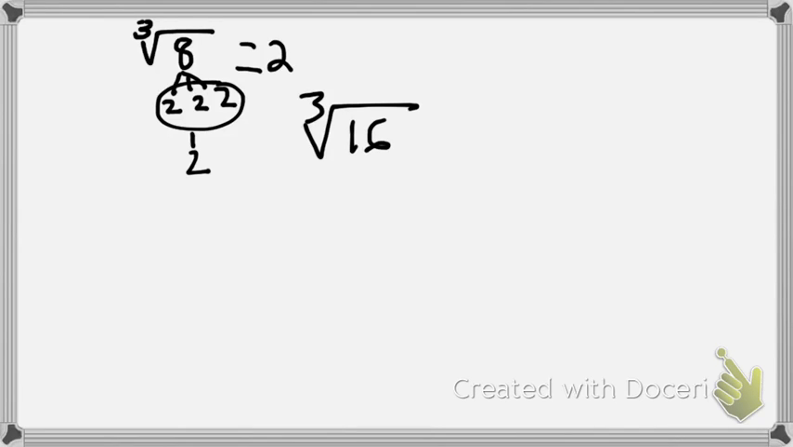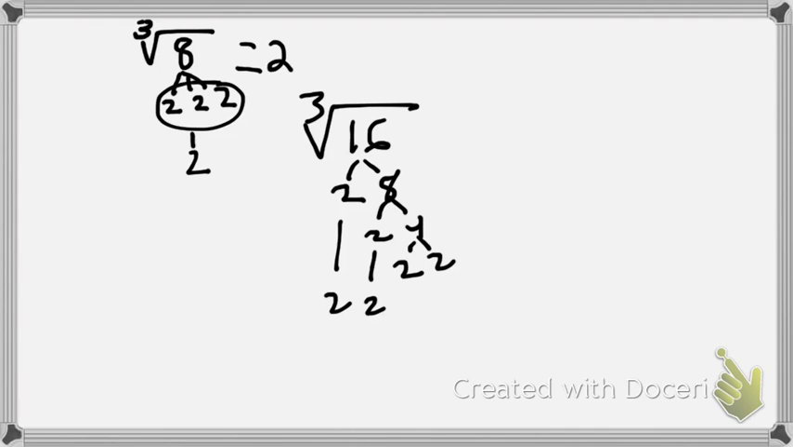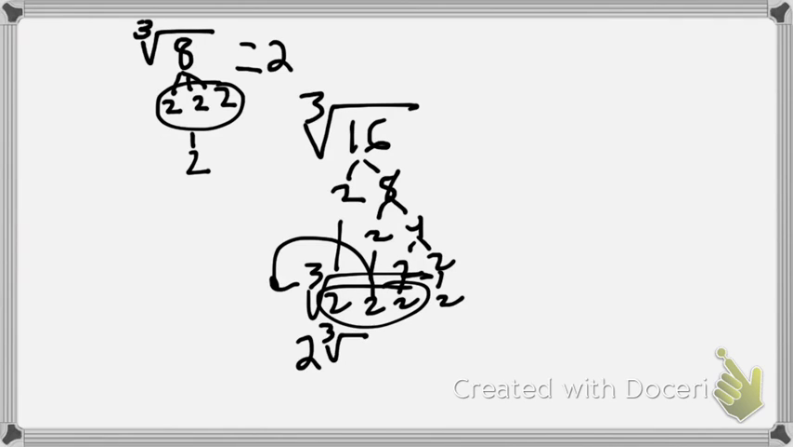So if we had the cube root of 16, 16 is 2 times 8, 8 is 2 times 4, 4 is 2 times 2. So we have 4 2's. Well, because it's the cube root, we take 3 of them, move 1 outside, and then whatever's left over inside, we multiply together, 2. So the cube root of 16, we would simplify as 2 cube root of 2.